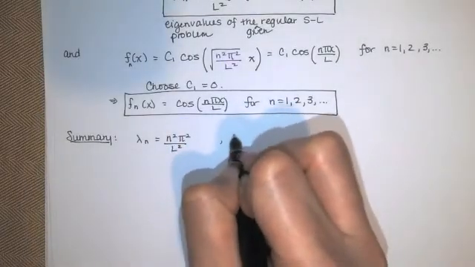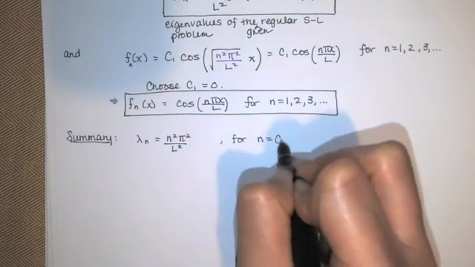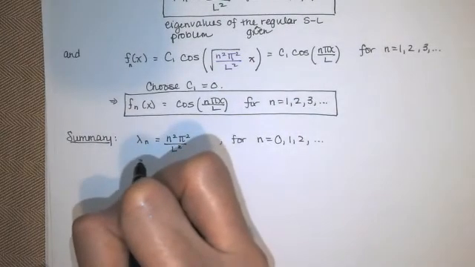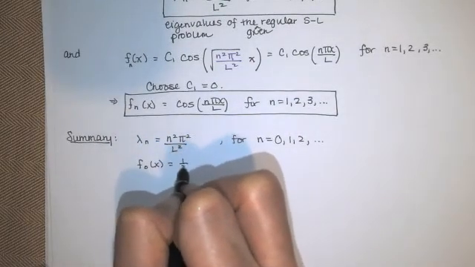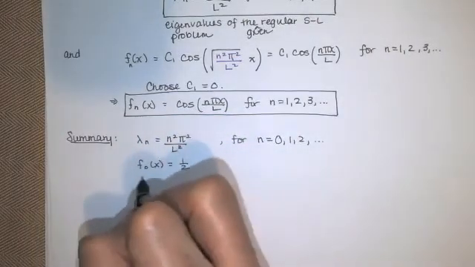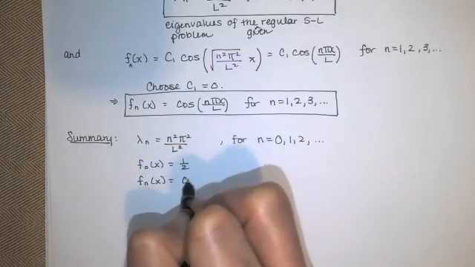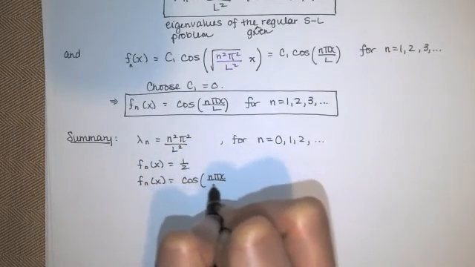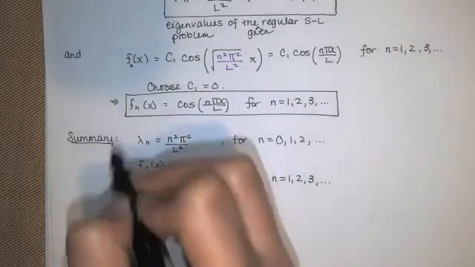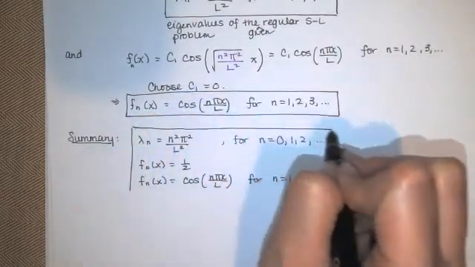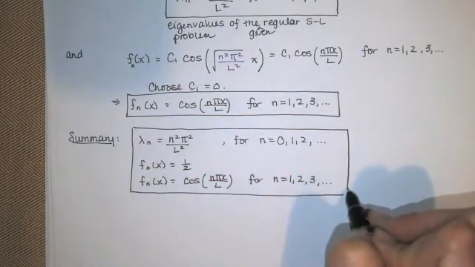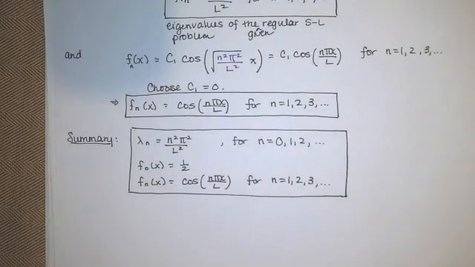So this will work for n equals not just 1, 2, 3, and so on. It's going to be 0, 1, 2, 3, and so on. And then f sub 0 of x was 1/2 by choice for us. It could have been any constant. We just chose it to be equal to 1/2. And f sub n of x will be equal to cosine of n pi x over L, and that's for n equals 1, 2, 3, and so on. So those are the eigenvalues and the corresponding eigenfunctions for this particular regular Sturm-Liouville problem.